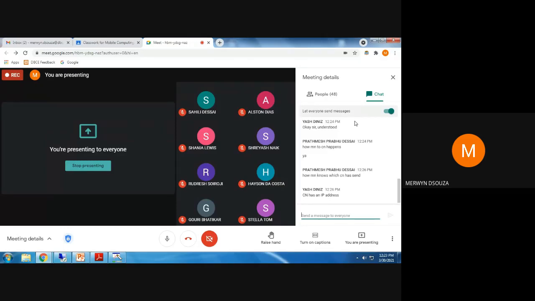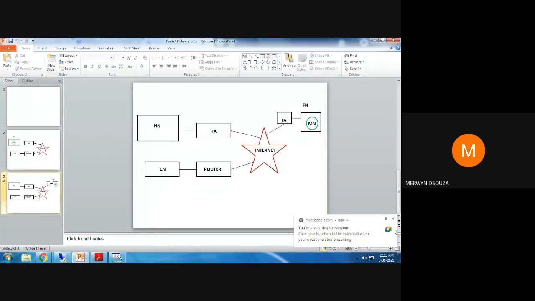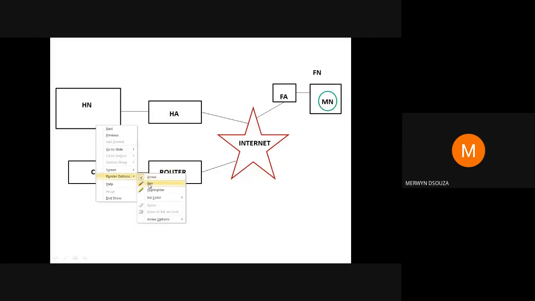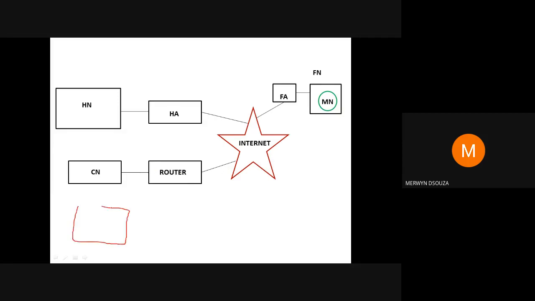So through that IP packet, there will be at least these two fields always there: source address and destination address. Okay, so when your CN is sending a packet to MN, it will be putting a source IP address and a destination IP address. The source IP address will be the address of the CN, and the destination address will be the address of the MN.